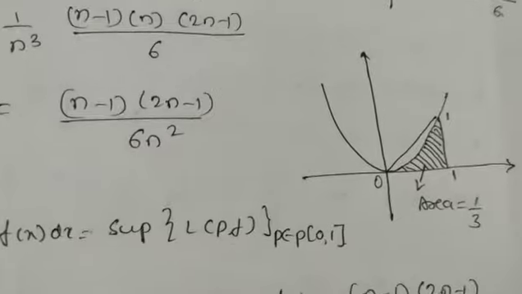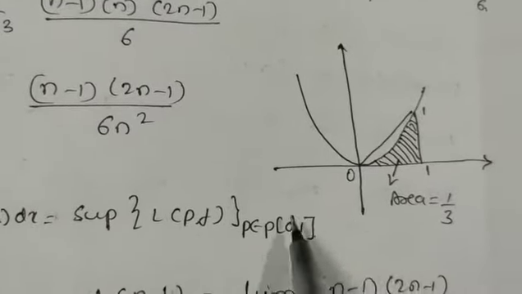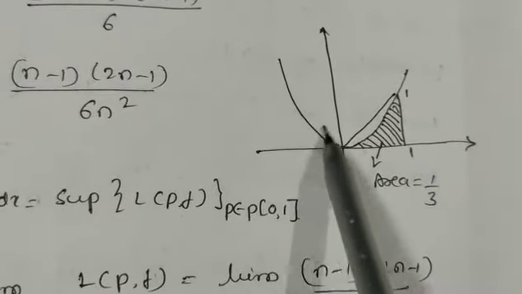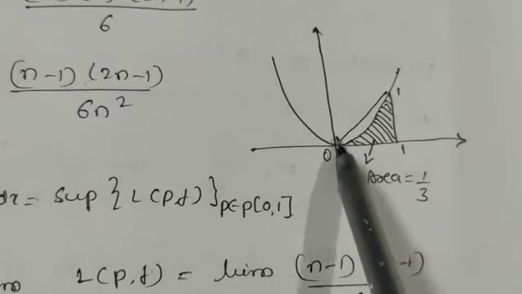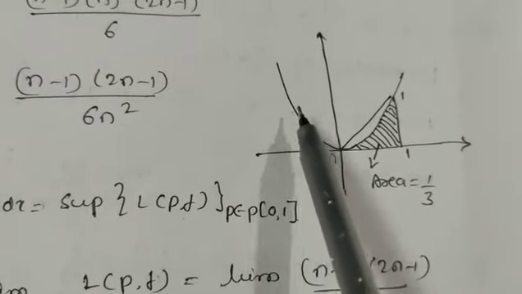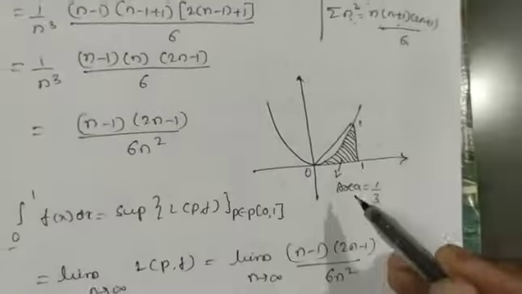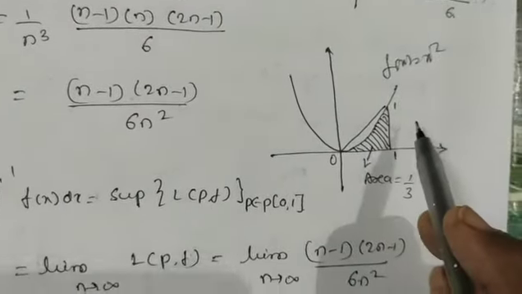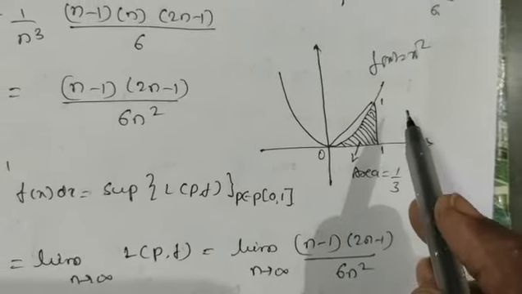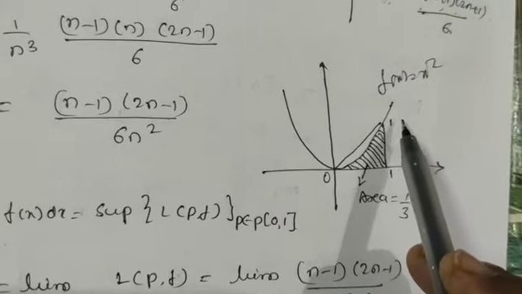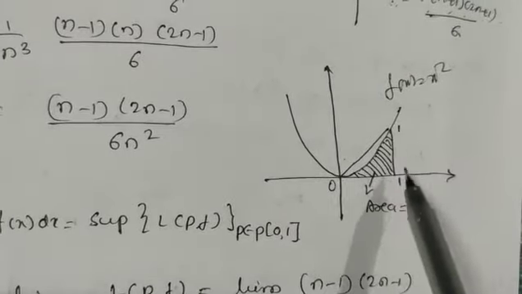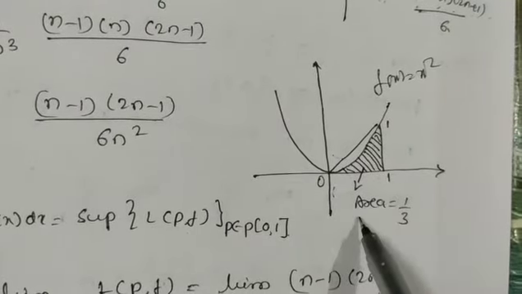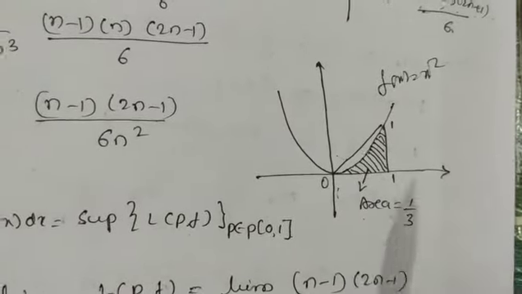Here we can take this figure. f of x equals x square is a straight line like this. Sorry, it is not a straight line. f of x equals x square is a parabola. So here f of x equals x square, y equals x square, is a parabola like this. So in this interval, we can take the area under it as 1 by 3.